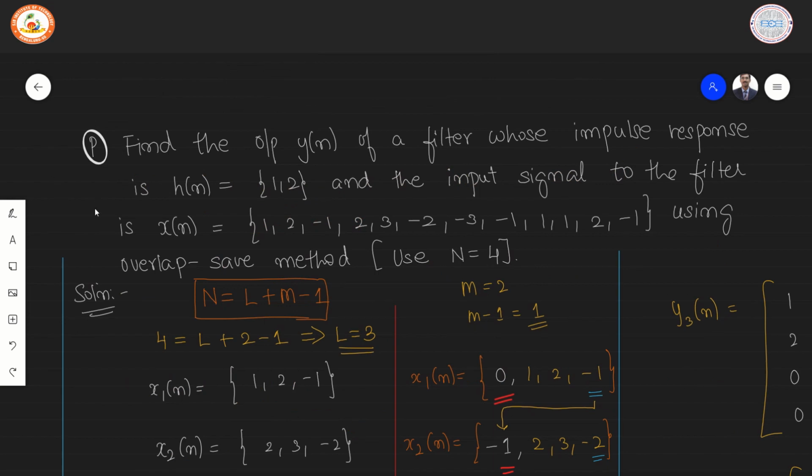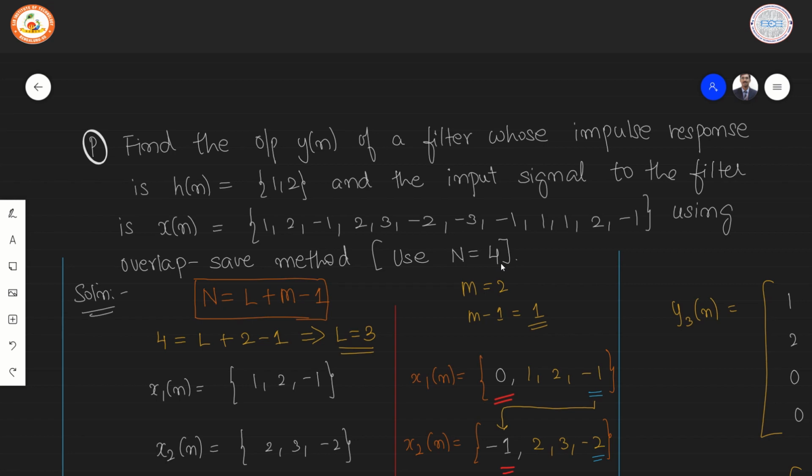Let us consider the problem given here. Find the output y of n of a filter whose impulse response is h of n equal to 1, 2, and the input signal to the filter is x of n equals 1, 2, minus 1, 2, 3, minus 2, minus 3, minus 1, 1, 1, 2, minus 1. Using the overlap save method, use N equal to 4.